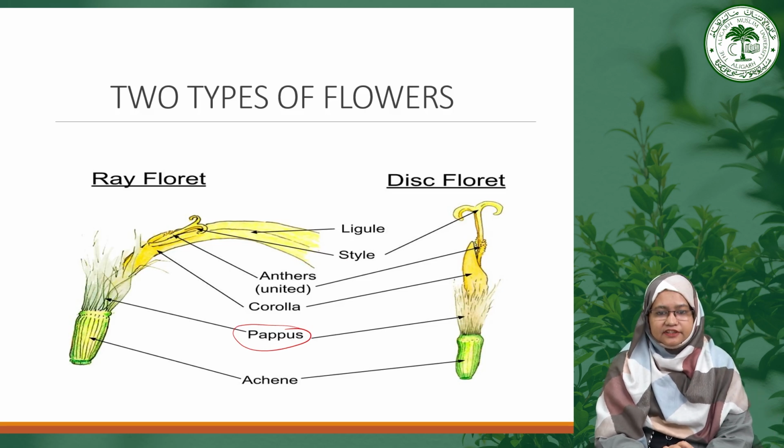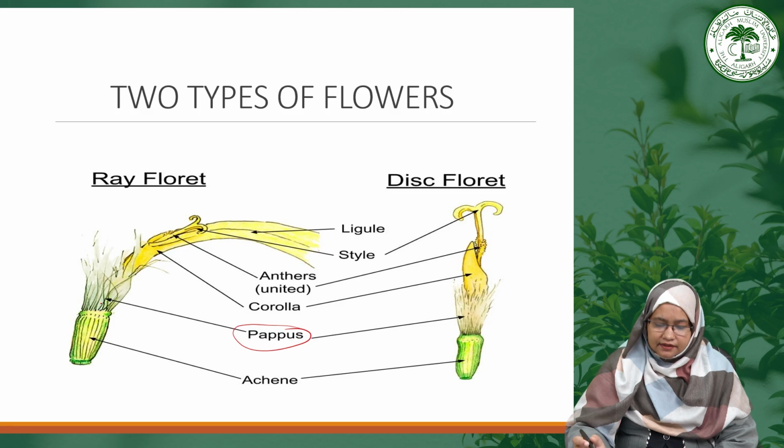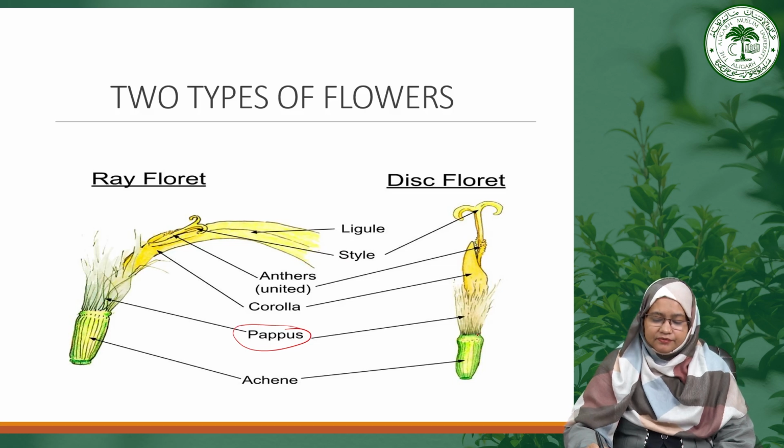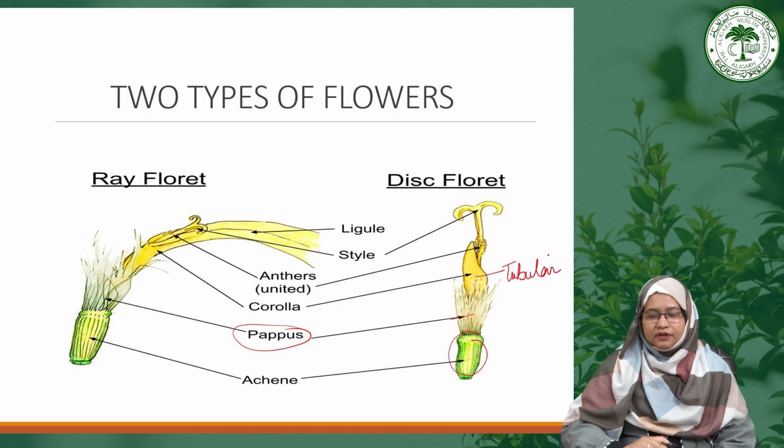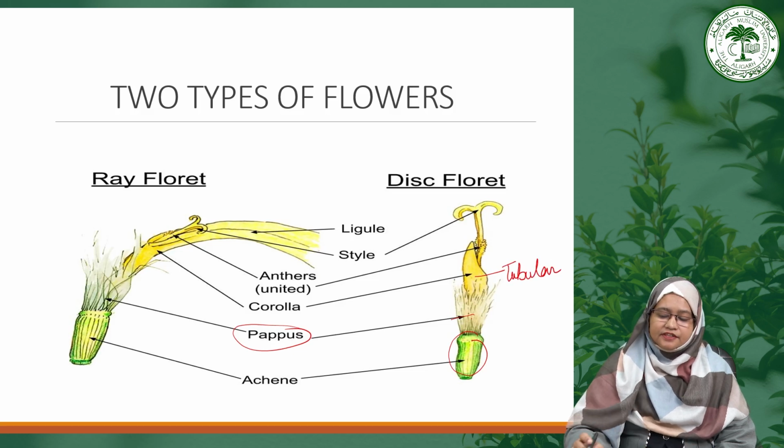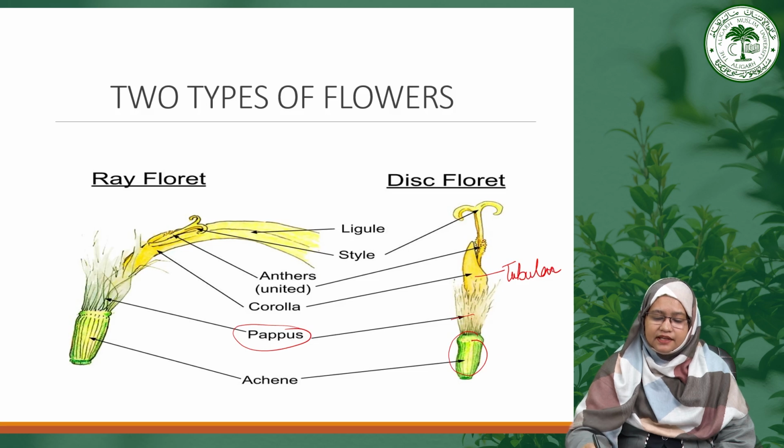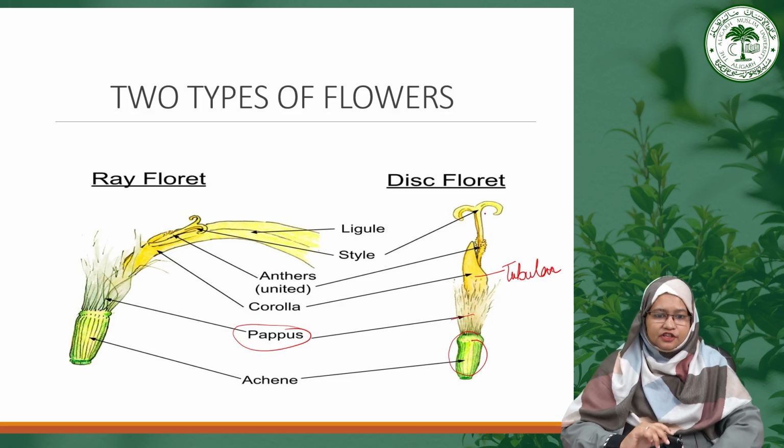So ray florets are generally present at the periphery, and the disc florets also have the same: an inferior ovary and a calyx modified into the pappus, that hairy structure. The next difference between the ray floret and disc floret is that here the corolla is ligule shaped, while here the corolla is tubular. So this is also called the tubular flower. This is called ligulate and this is called the tubular flower just due to the shape of the corolla. And here you can see the anthers and the style, which is bifid.